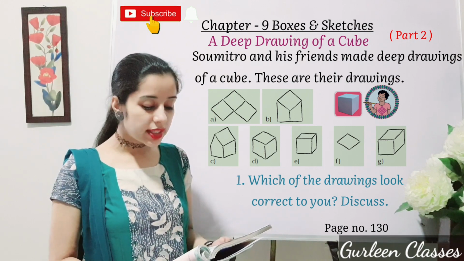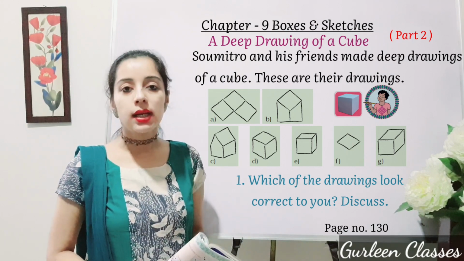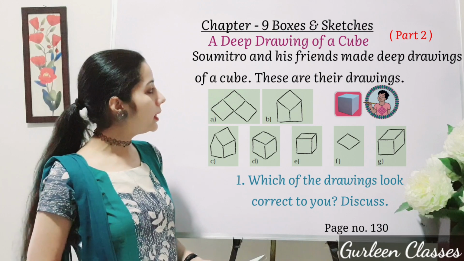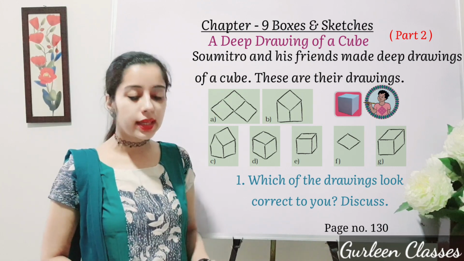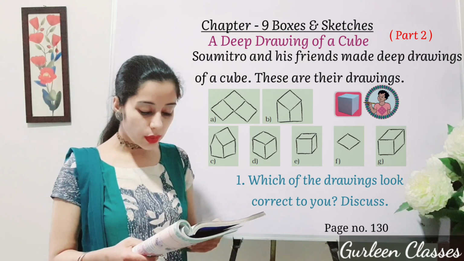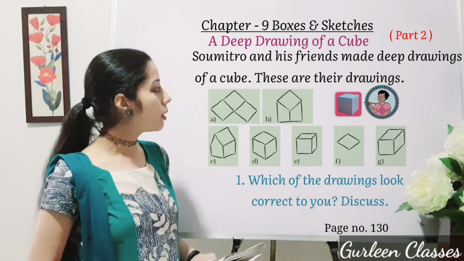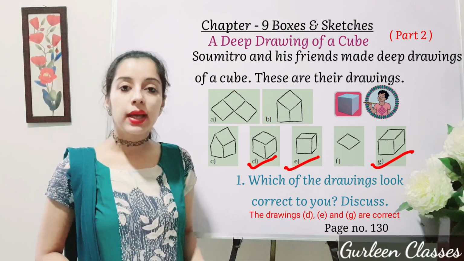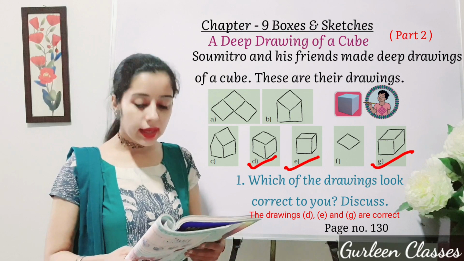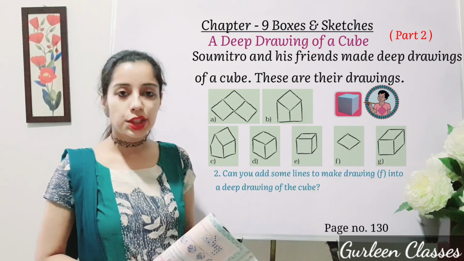Soumitra and his friends made deep drawings of a cube. These are their drawings. So in your books you can see the drawings which Soumitra and his friends have drawn. So now the question is, which of the drawings look correct to you? Discuss. So now let's just see the pictures of the drawing which is being drawn by them. Which is correct? D and E is the correct drawing of cube.